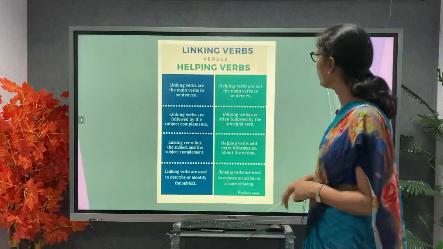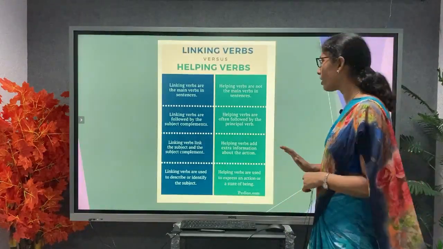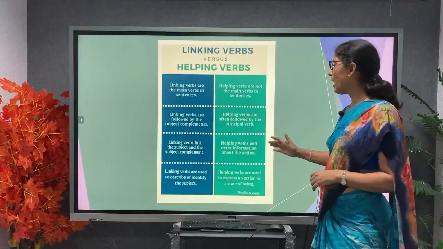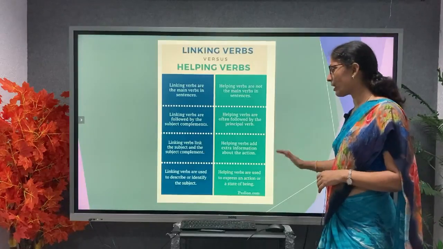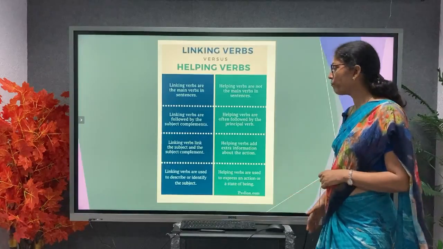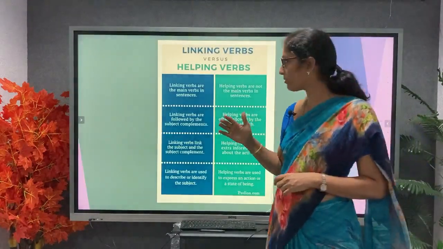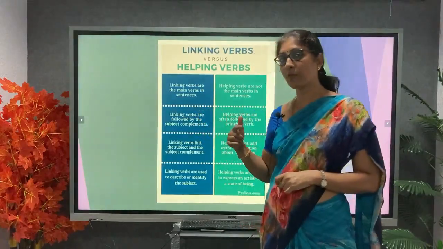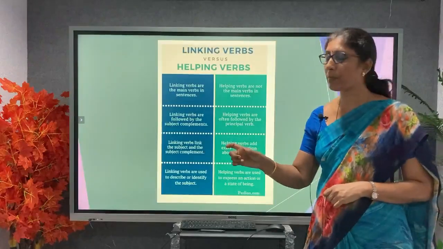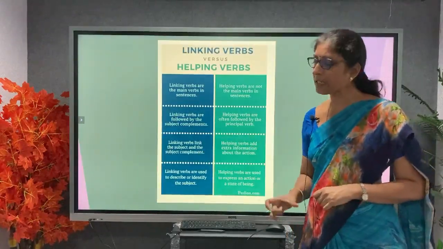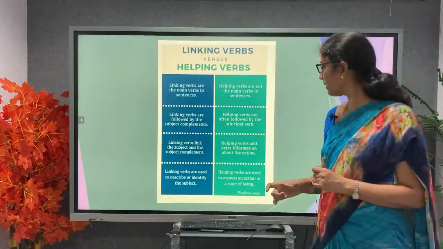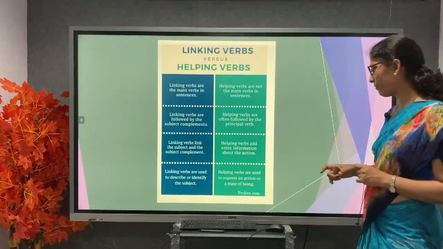Then come to helping verbs. Helping verbs are not the main verbs in sentences. Helping verbs are often followed by the principal verb. Helping verbs add extra information about the action. Helping verbs are used to express an action or a state of being. Already we saw in that example, she is walking. So walking is the principal verb, that means the main action. The helping verb is adding something, indicating some kind of information. So this is about helping verbs.